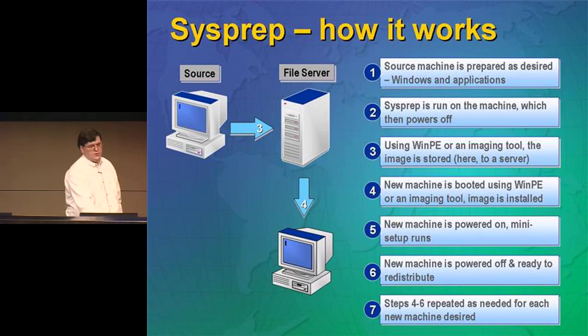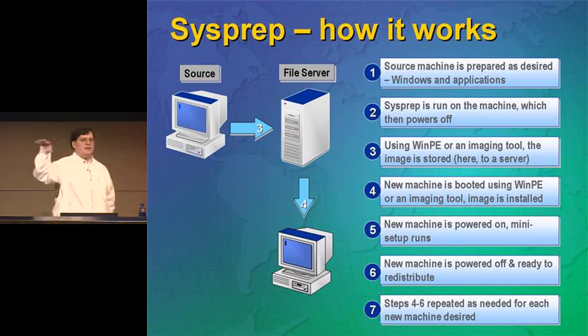So how does it work? Here's a really simple example. You've got your source machine, which is the machine you're going to be SysPrepping, and you'll go ahead and prepare it exactly as you want it with Windows and any applications that are imageable. You start SysPrep on the machine, which then, if it's ACPI, will power itself off, or else it'll tell you to power it off. In this case, I'll use WinPE as an imaging tool.